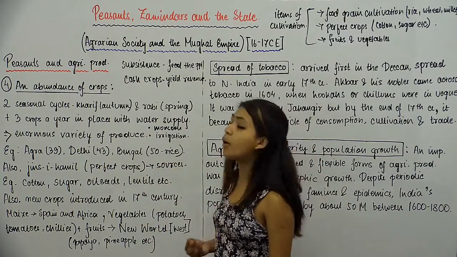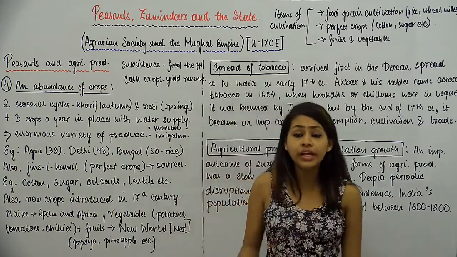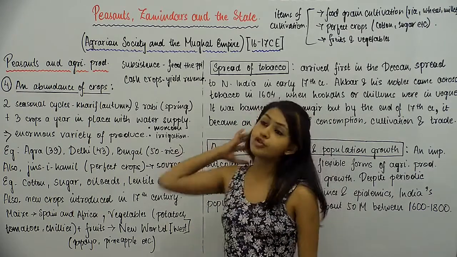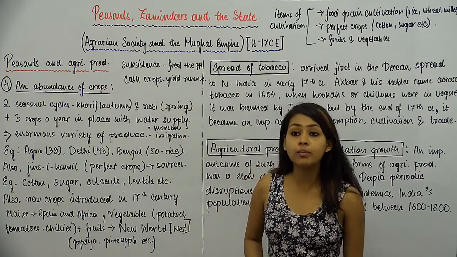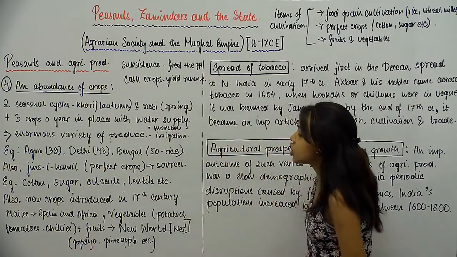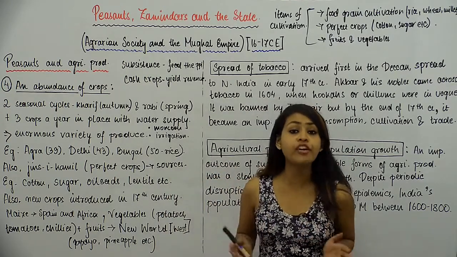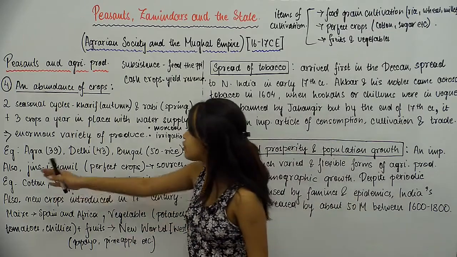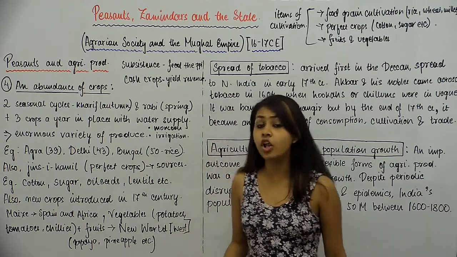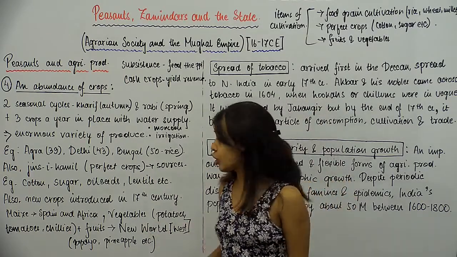First, we talk about the enormous variety of produce. First, we acknowledge the fact that production was already very varied in our country during the medieval period or during the Mughal era. And then we acknowledge that certain crops, which came to be known as perfect crops, were being grown. Examples of those crops being cotton, sugar, oil seeds like mustard and all. So these were also grown besides subsistence crops.